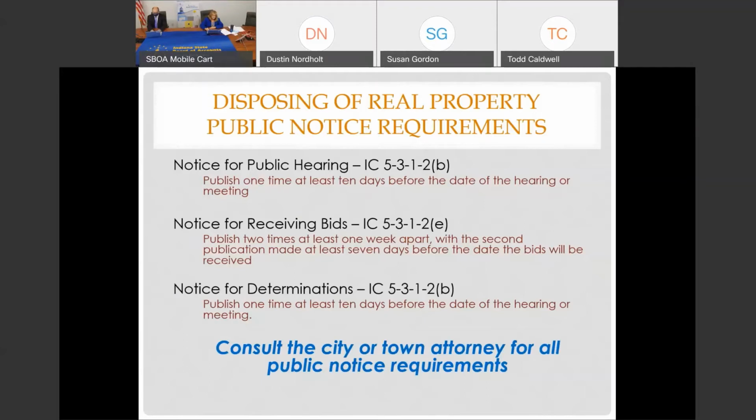Please always consult the city or town attorney for all public notice requirements. It's a very serious requirement, and you want to make sure you do that correctly so that your city or town avoids any legal issues with the sale of property.